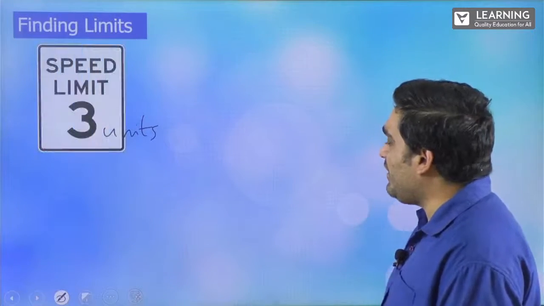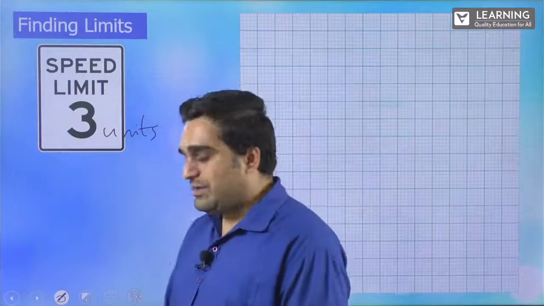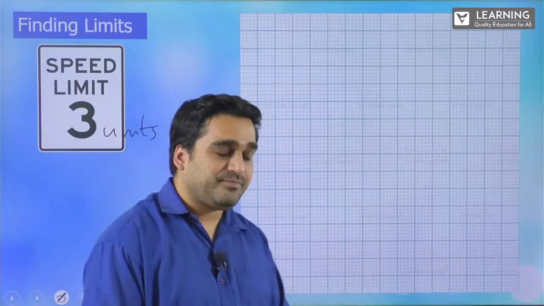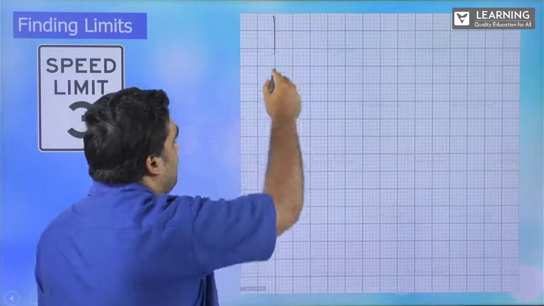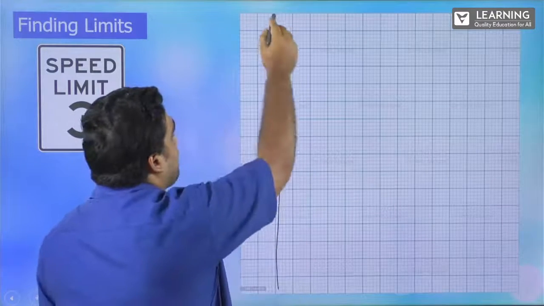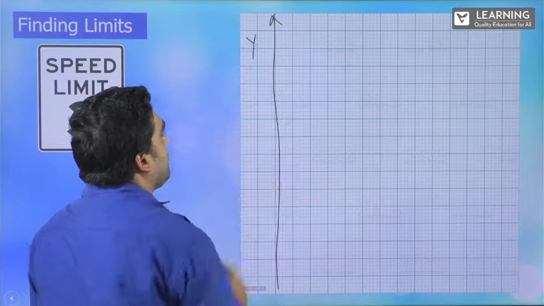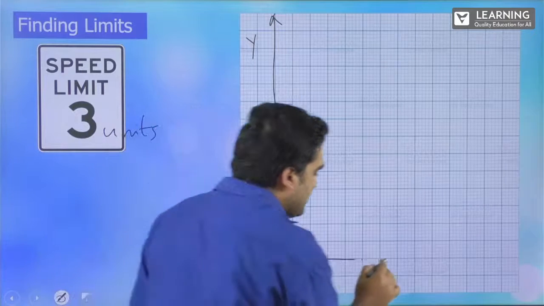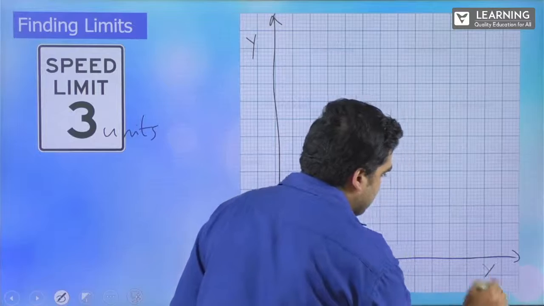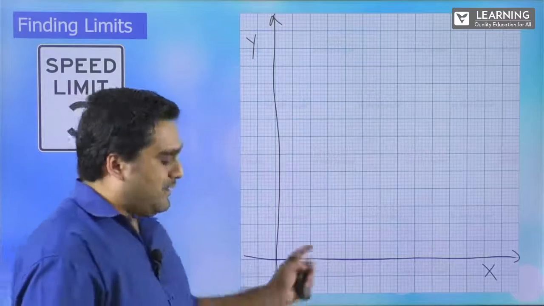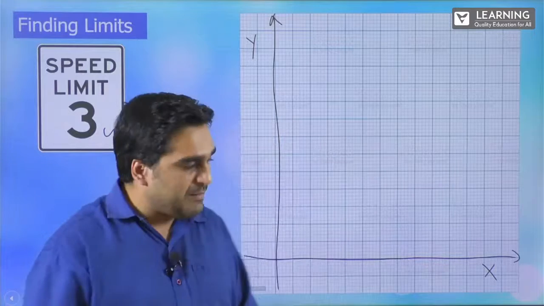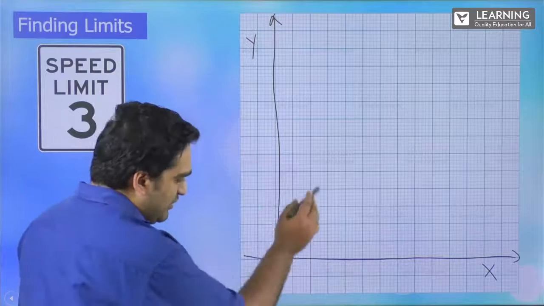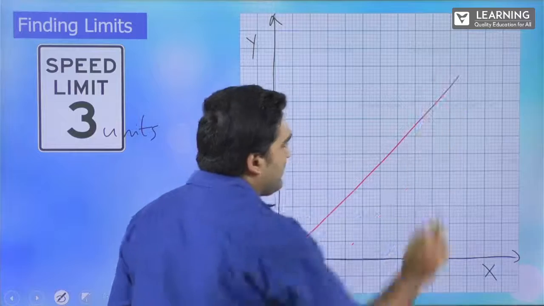So let's have a look at it by an example. So here I have again a graph sheet. All right. So once again we draw a reference axis, which is the ordinate or the y-axis, abscissa or the x-axis. Now for this we will draw a straight line by plotting a bunch of points, and then we construct a straight line.